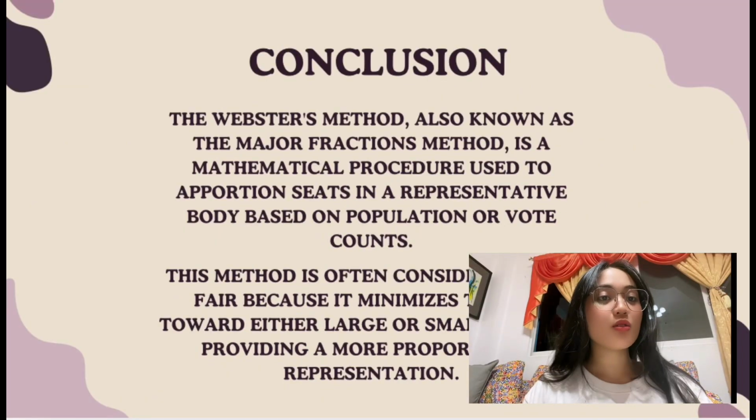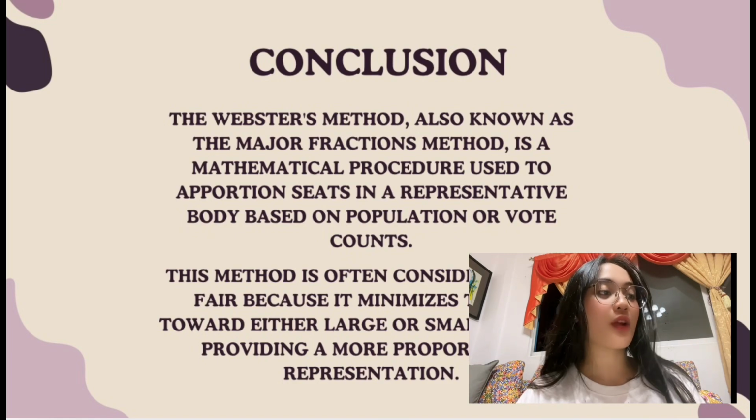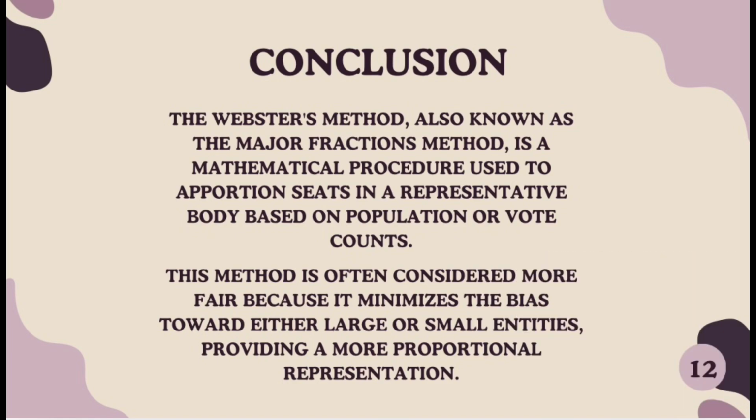So, in conclusion, the Webster method, also known as the major fractions method, is a mathematical procedure used to apportion seats in a representative body based on population or vote counts. It works by assigning seats using a rounding method that allocates the remaining seats to the candidates or parties with the largest fractional parts of their quotas.